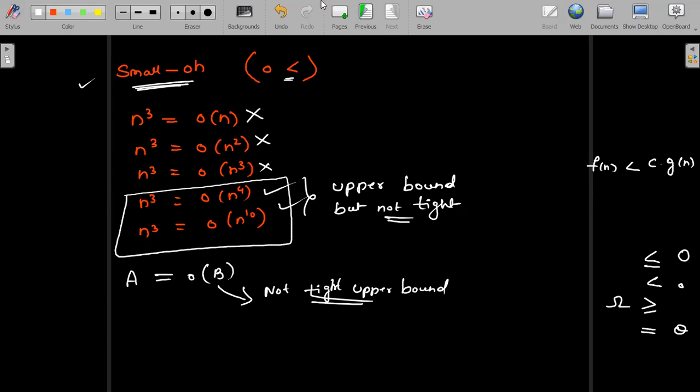Let's go one more: omega. Here we will see omega. Very simple, no need to worry. Already explained in the class. These are all very simple things.